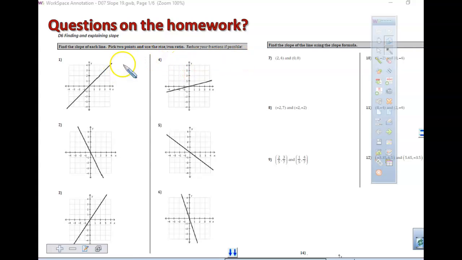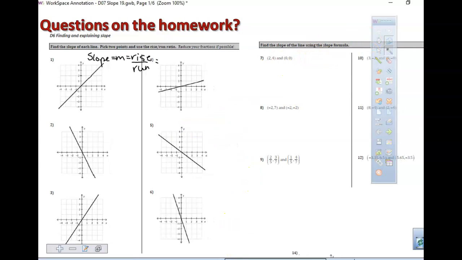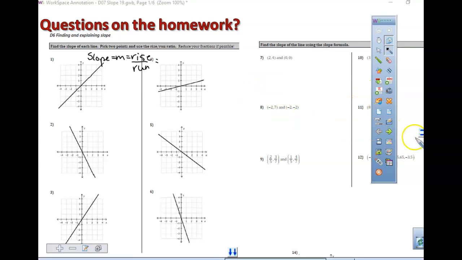If you're correcting your D6 homework, remember when you've picked your 2 points that once you are finding that slope, that's your unit rate. Slope, or your movement, M, is always equal to rise over run. And if it helps you to write those 2 words, and keep your answer as a fraction as you are doing those.